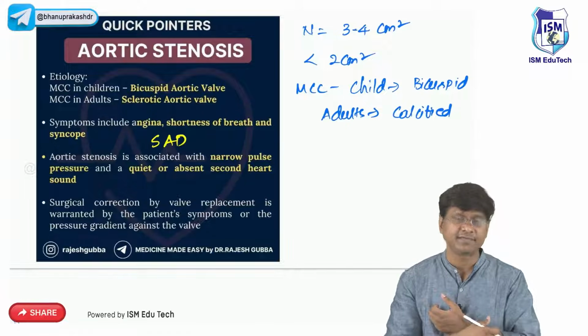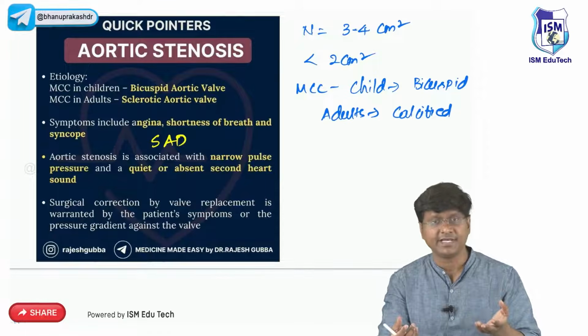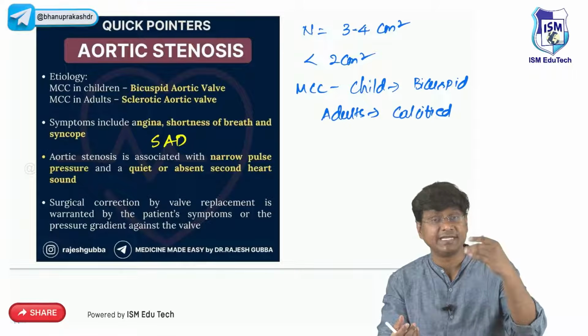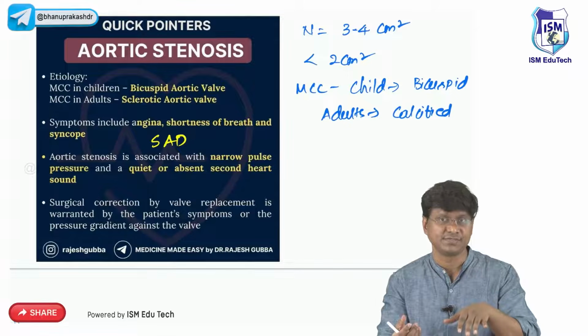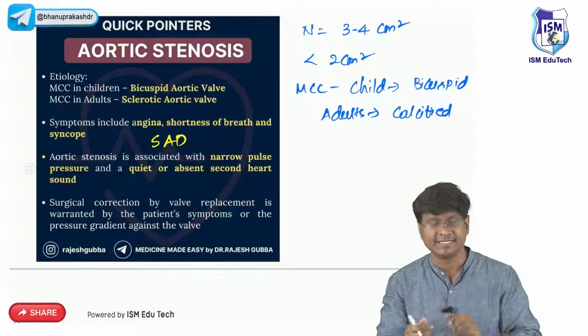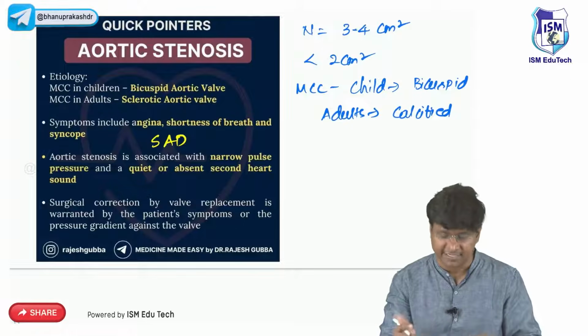Why is it that they have angina? Because there will be left ventricular hypertrophy. So myocardial oxygen demand is more, but supply will be less, and thereby there will be angina. Dyspnea, because there is development of left ventricular failure.